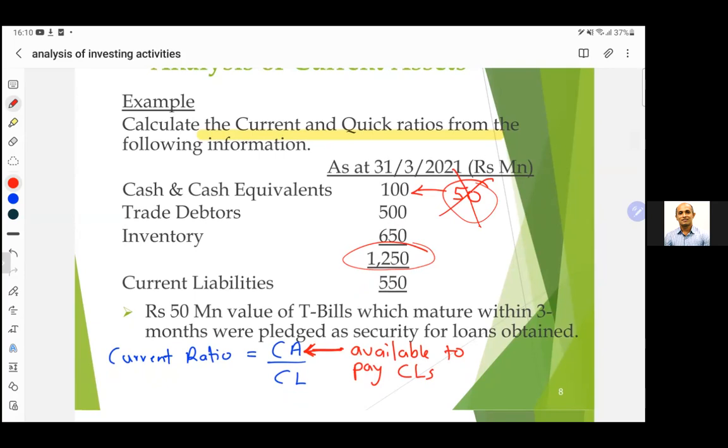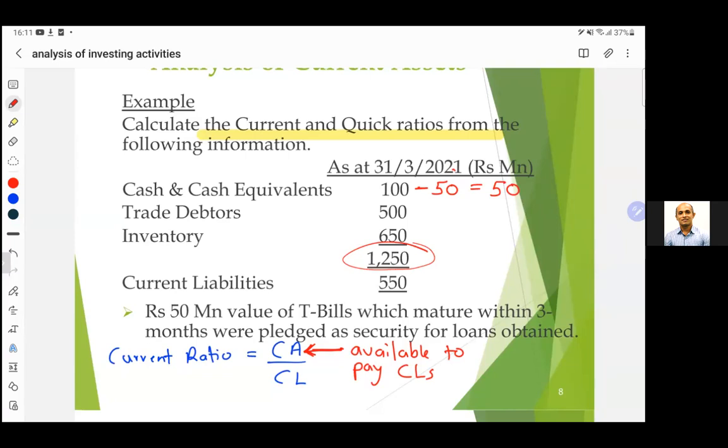Now you see, from total cash and cash equivalents, 50 million is not available to pay current liabilities. Only the balance 50 million is available to pay current liabilities.